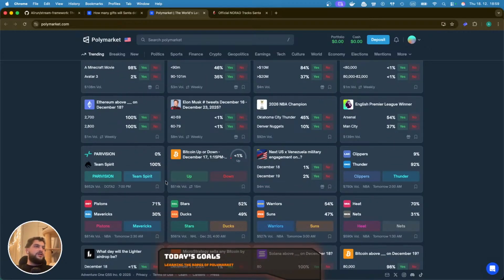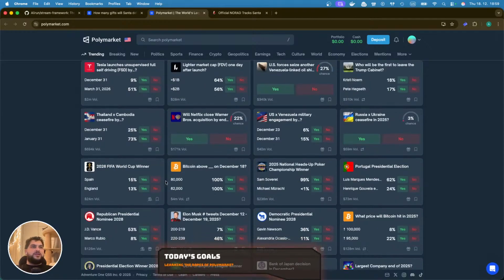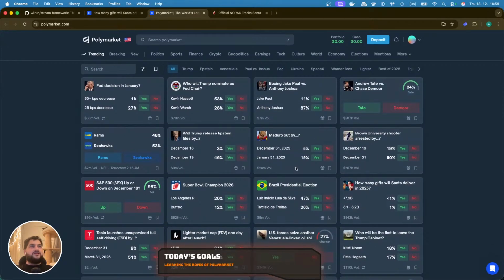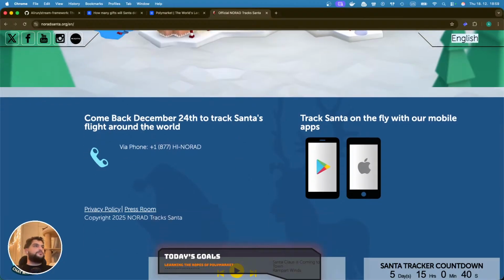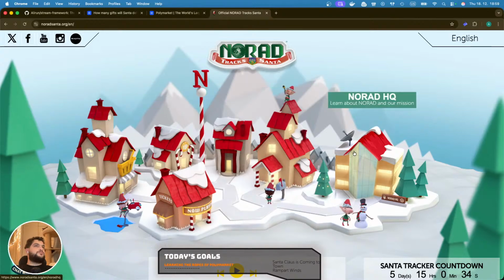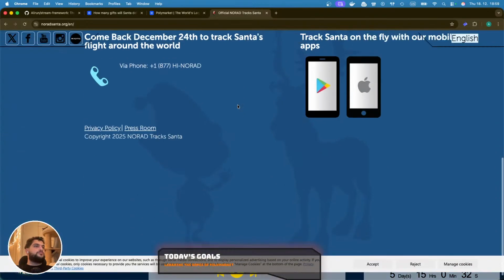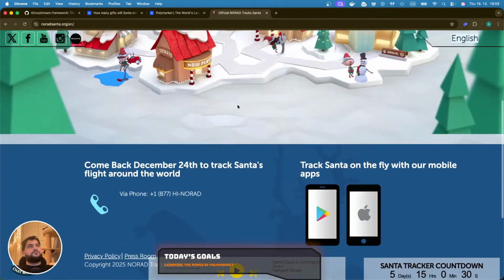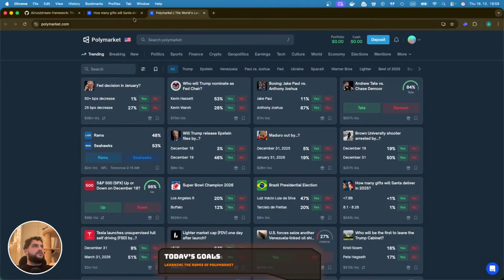So of course, for markets that could be easily manipulated, like this Santa one, the only way to trade them is to use mathematics and statistics. I don't know what that website is.